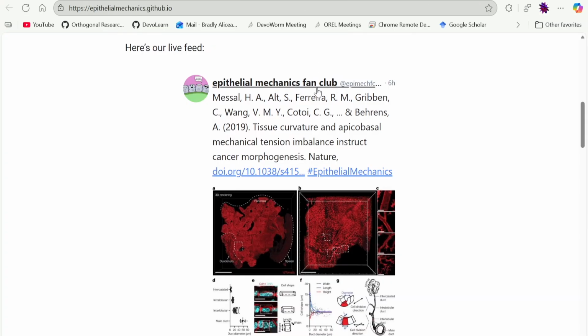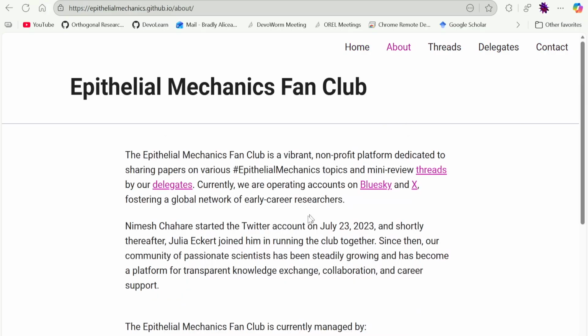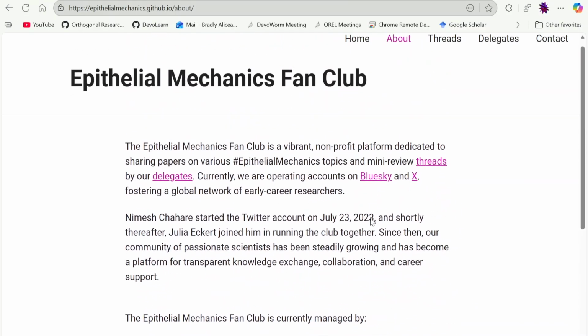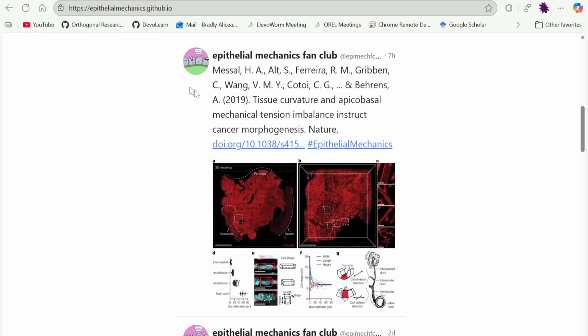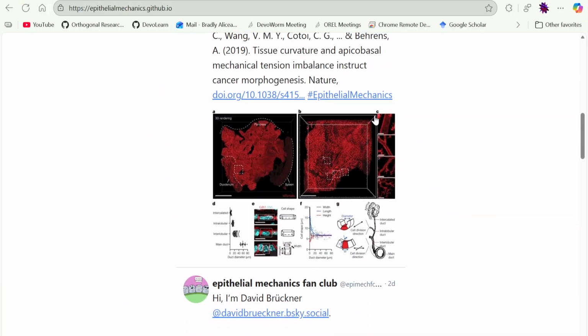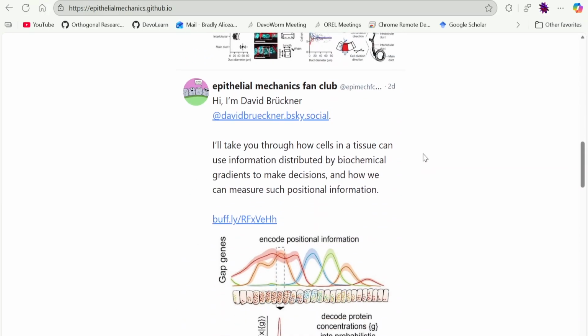This is a nice resource here. This is the Epithelium Mechanics Fan Club. This is something that they do a lot of posting on social media, but they have this organization here where it's early career researchers, and they have a lot of interesting social media threads on epithelia and papers that are coming out. They just have those threads fed to this website.